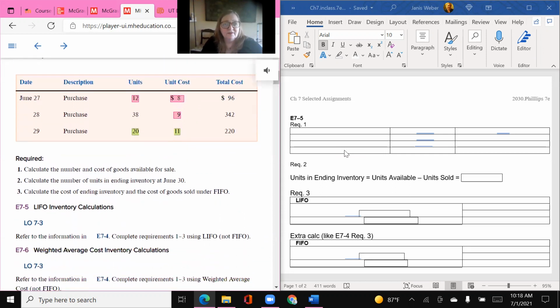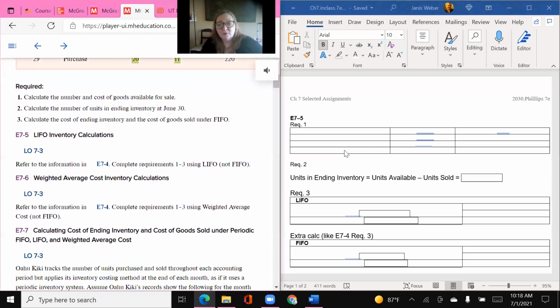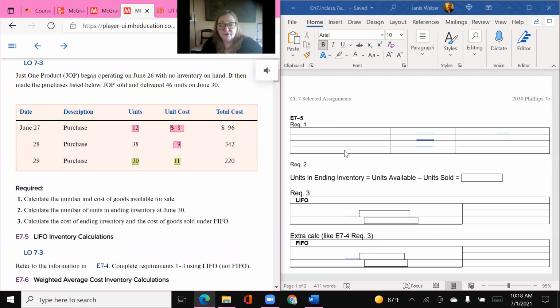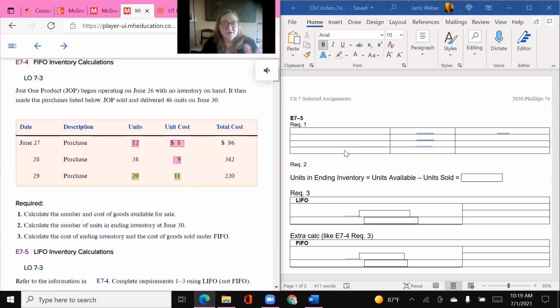But in any case, E7.5 says refer to E7.4 and pull the same numbers, but one of them does a LIFO approach, which is E7.5, and the other problem does a FIFO, or first in, first out approach. And so here's what we got. They said use this data set for both problems. So just one product began operating on June 26 with no inventory on hand. It then made the purchases listed below.